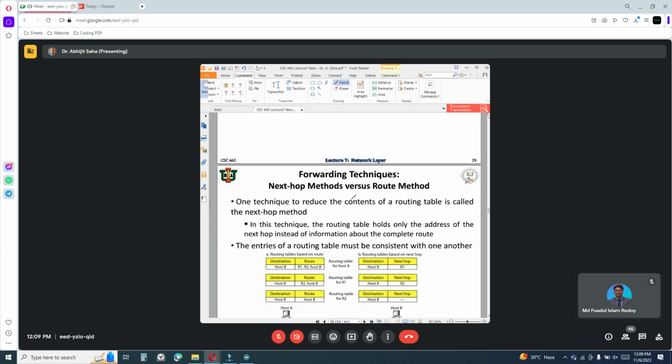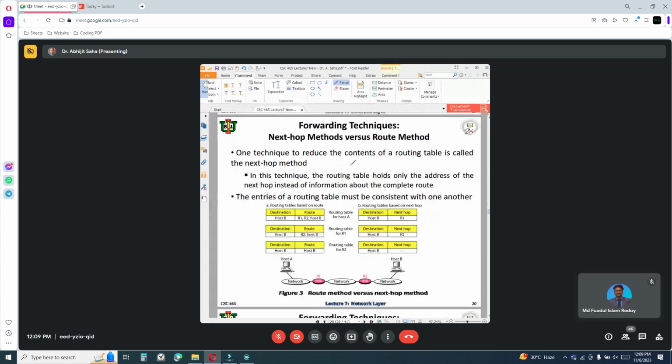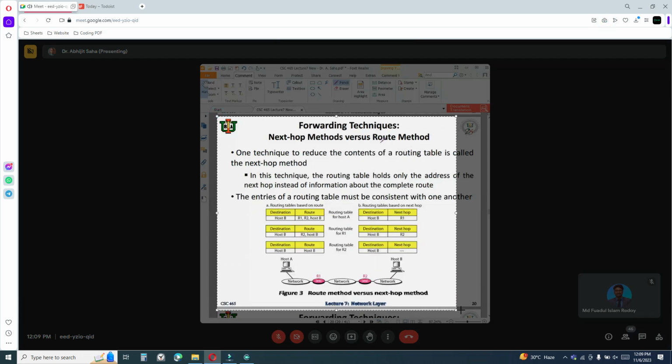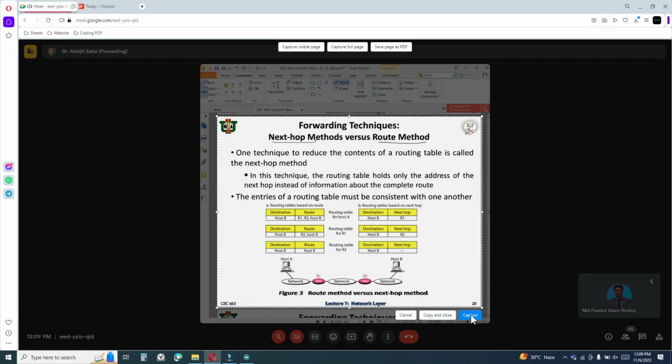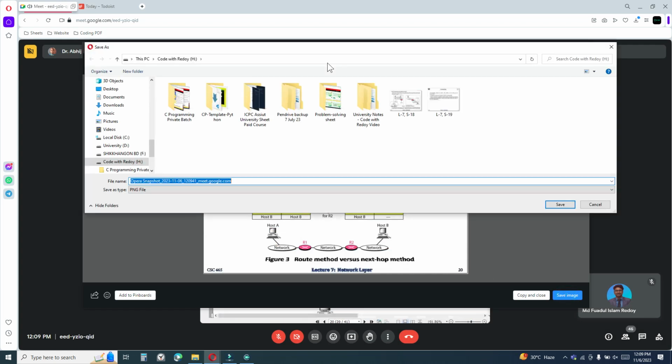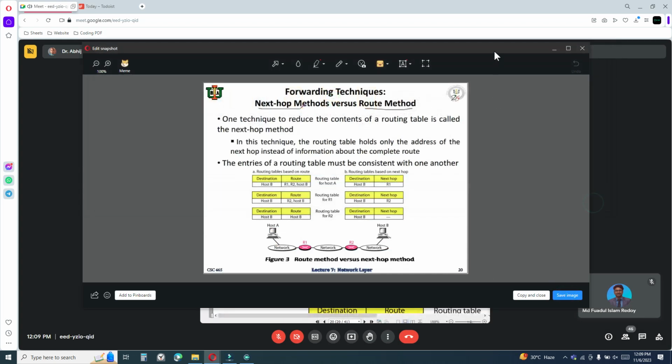So there are different techniques we have for forwarding. Here we can see two techniques: one is the route method technique, and another is the next hop method technique. So this is the example. With this example, we'll try to understand both of the techniques.